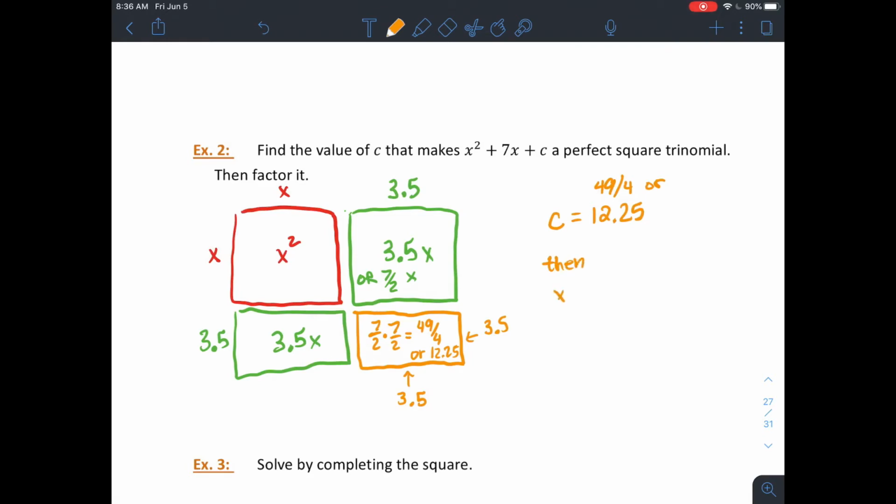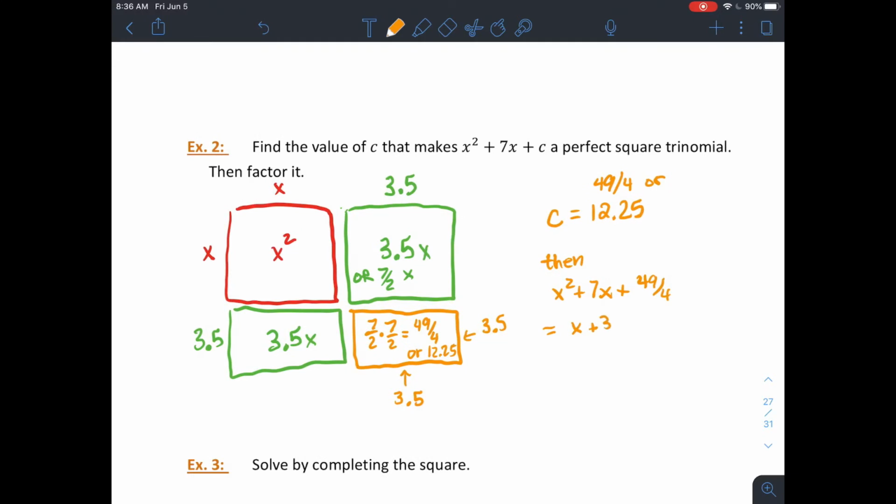So I'm also supposed to write this in factored form, my completed expression. So x squared plus 7x plus 49 over 4. If you think of your side lengths as your square and use them to factor and rewrite it, the square has sides of x plus 3.5. So you can write it as x plus 3.5 squared. Or you could go x plus 7 over 2 squared, which will be easier when we solve the equations.